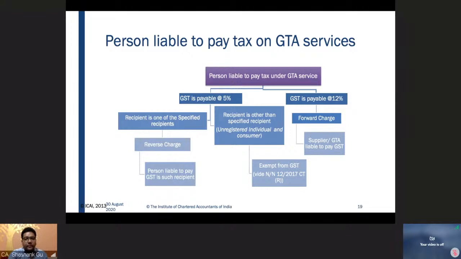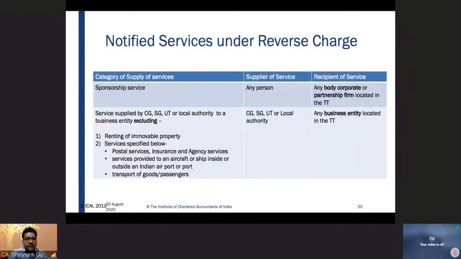Next is sponsorship service. With respect to the sponsorship service, it says any person providing sponsorship service, if the recipient is body corporate or partnership firm, such body corporate meaning company, will be liable to pay the applicable GST under reverse charge.